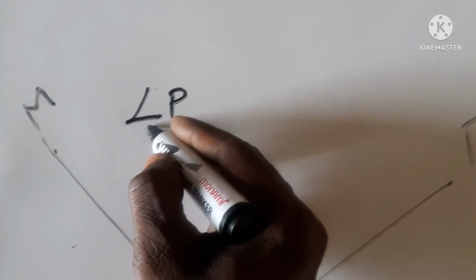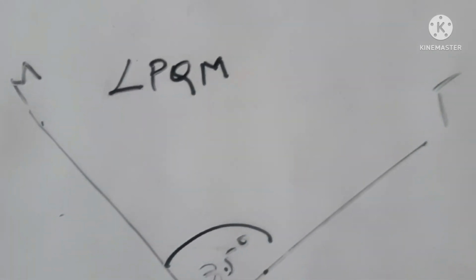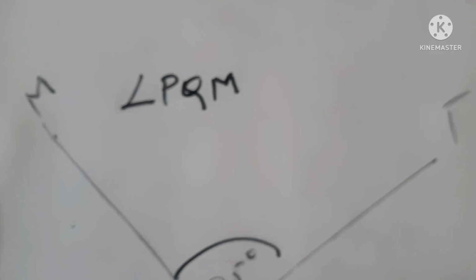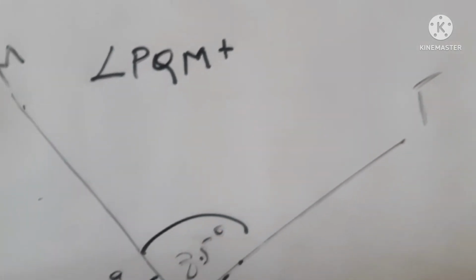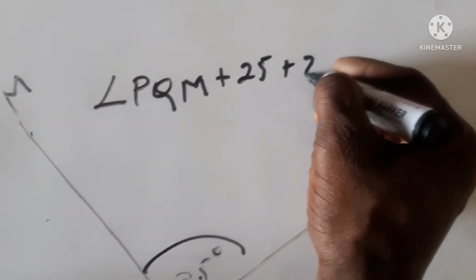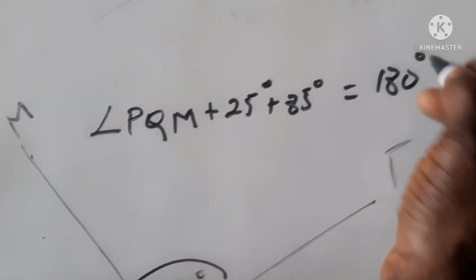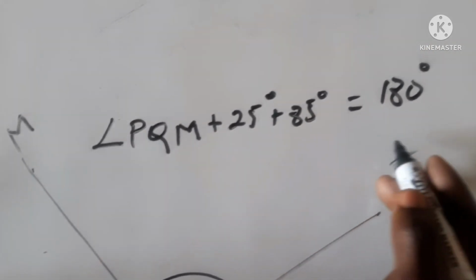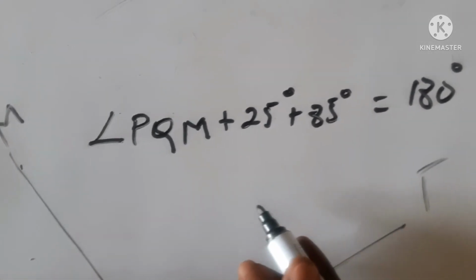So here you are going to have the angle symbol, right? So angle PQM. Always the letter in the middle is exactly where the angle is from. So angle PQM plus 25 plus 85 degrees should be equal to 180. So if you don't know that any angles on the straight line sum up to 180, there's no way you can solve this problem. Is that okay?